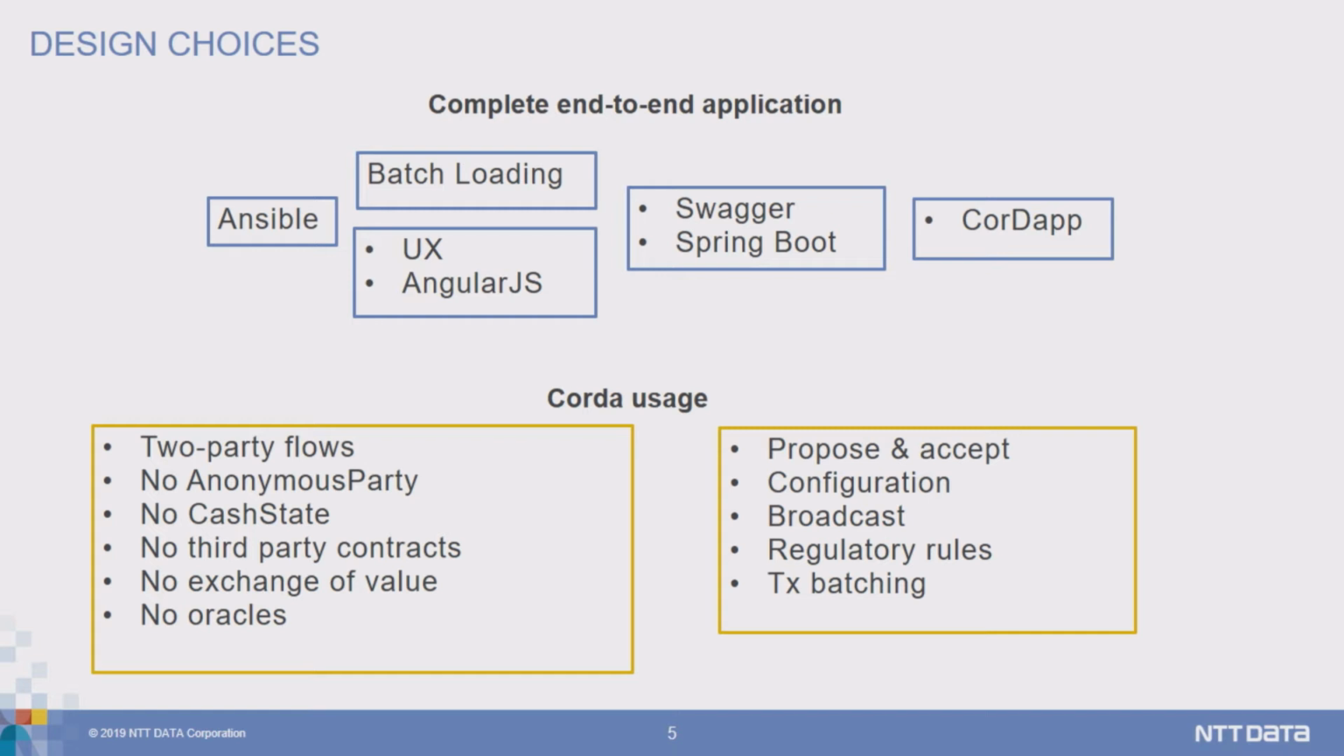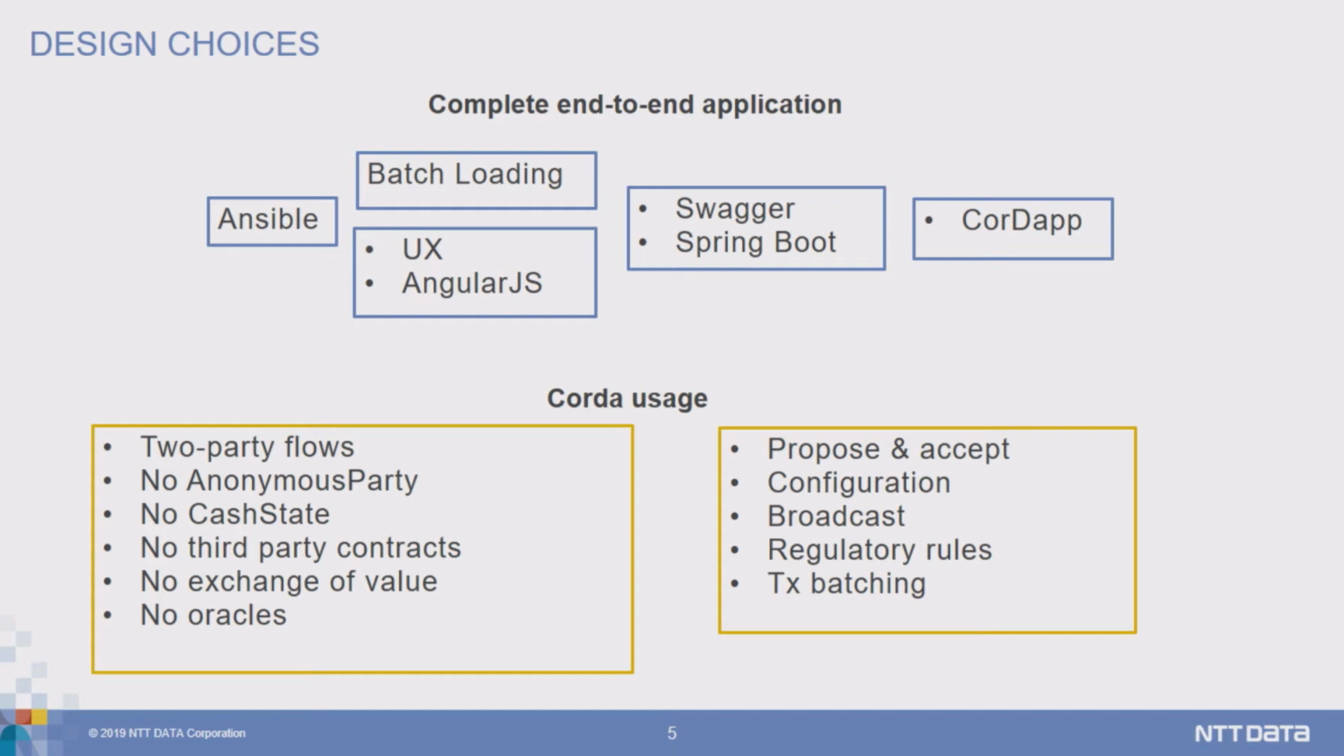This is a niche application which is maybe different from the usual Corda use cases, because we have mainly two-party flows. We don't use anonymous parties, and we don't have actual exchange of value, so we don't use outside third-party contracts like cash contracts, obligation contracts, or cash states. But we find Corda is very useful for our use case because we have a lot of agreements between two parties. For example, two banks must agree on a specific rule.